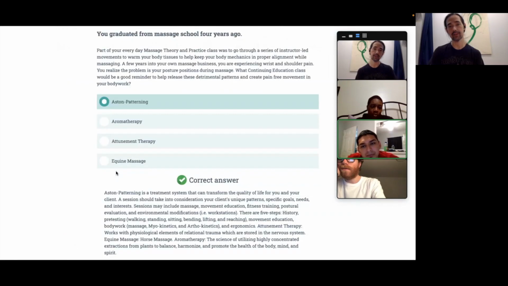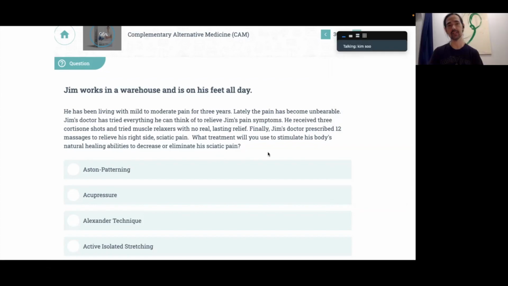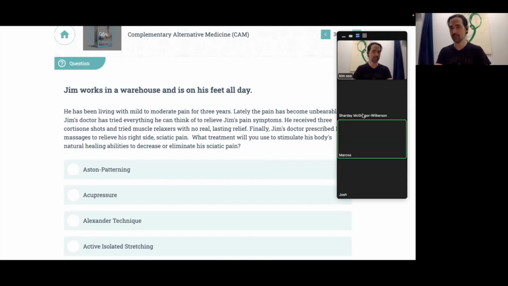Aspen patterning. Jim works in a warehouse and is on his feet all day. He has been living with mild to moderate pain for 3 years. Lately, the pain has become unbearable. Jim's doctor has tried everything he can think of to relieve Jim's pain symptoms. He received 3 cortisone shots and tried muscle relaxers with no real lasting relief. Finally, Jim's doctor prescribed 12 massages to relieve his right side sciatic pain. What treatment will you use to stimulate the body's natural healing abilities?